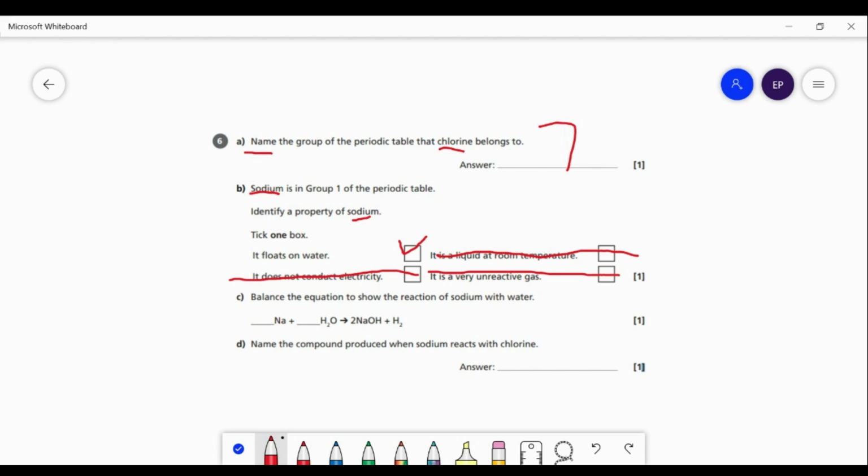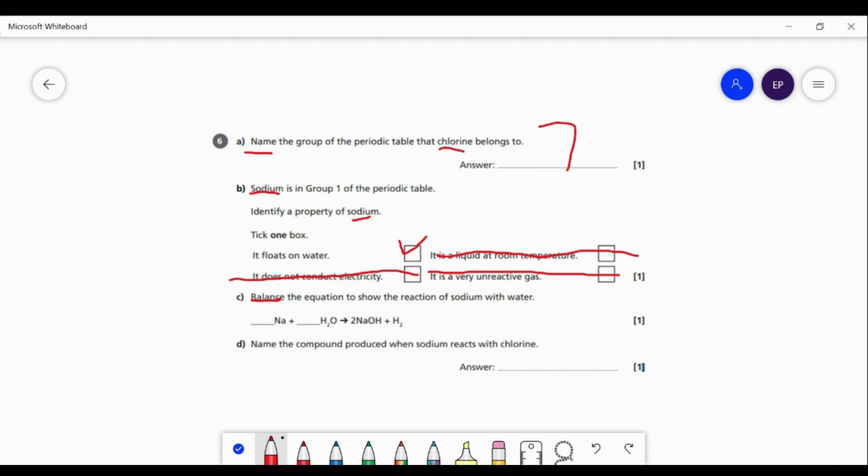C, balance the equation to show the reaction of sodium with water. In chemical reactions, the atoms are rearranged, but atoms themselves cannot be produced and cannot be destroyed. So there has to be the same number of each type of atom before and after the reaction, to the left and to the right of the arrow. So we need to add some balancing numbers to make sure that that's true. Now we can see the lines indicating where balancing numbers may need to be added.